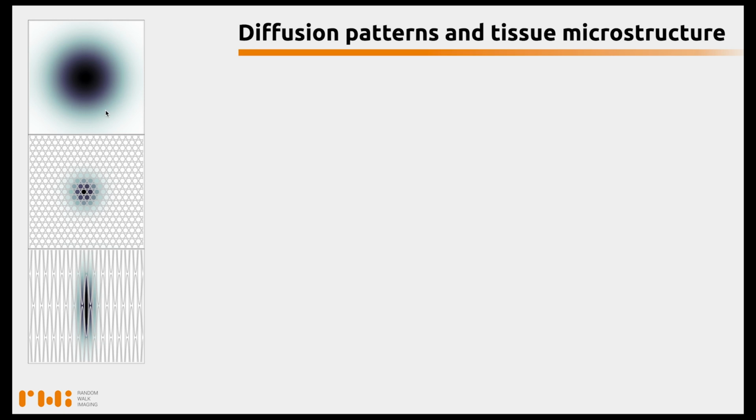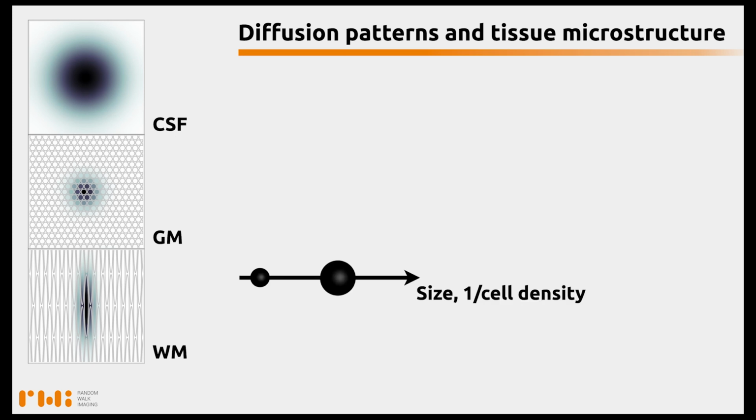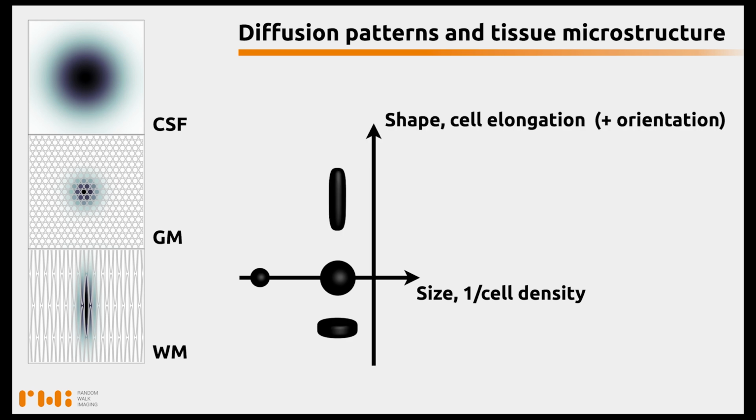The size of the diffusion pattern will depend on the average cell density surrounding the drop, and the shape of the diffusion pattern will depend on the shape of the underlying cells. In the brain, these environments could be like white matter, gray matter in a simplified way, and cerebrospinal fluid. To better characterize the size and shape of diffusion patterns, let's introduce this size axis, which is related to the inverse cell density, and this shape axis, which is related to cell elongation. When shape is not spherical, orientation becomes a relevant degree of freedom.